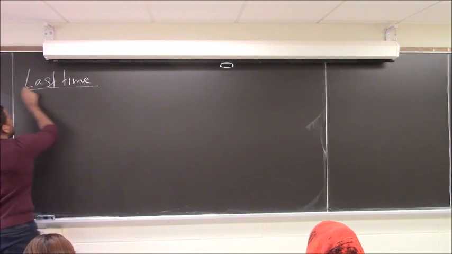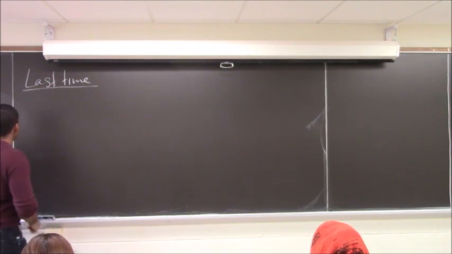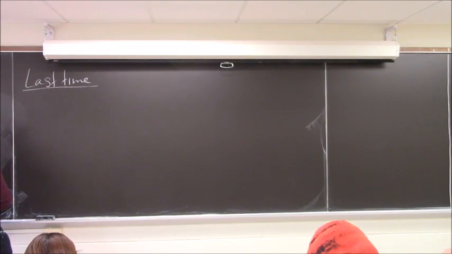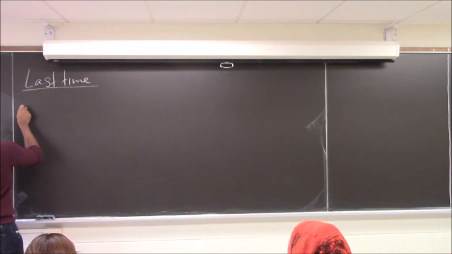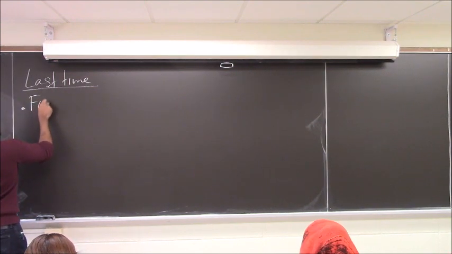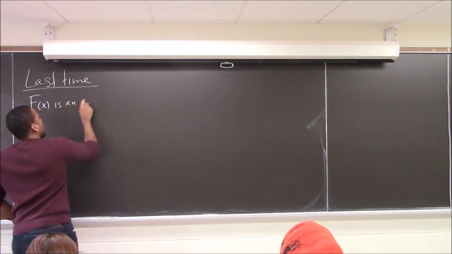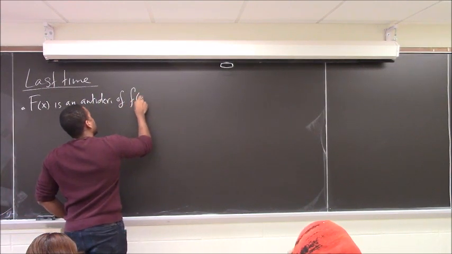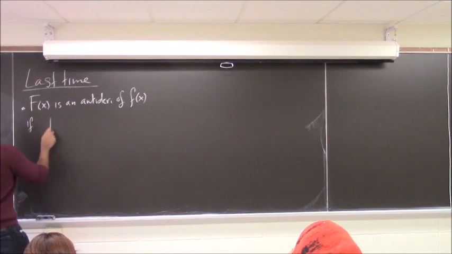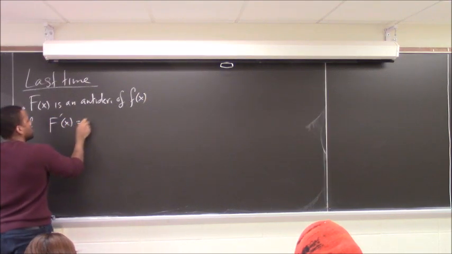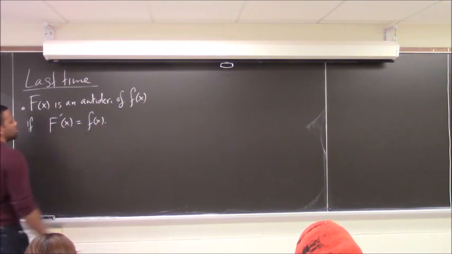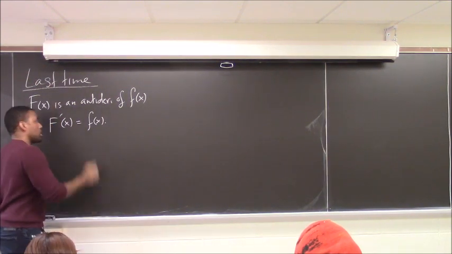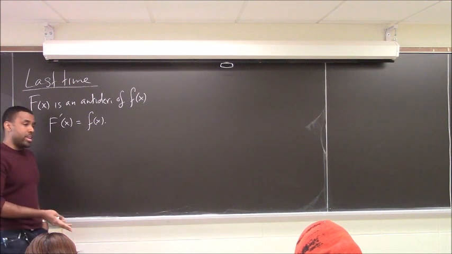Last time, we defined what we called an antiderivative. So we said big F of x is an antiderivative of little f of x. If you take the derivative of big F of x, you get little f of x. We also spoke about the fact that the big F is not a unique function. It is possible for your function to not have any antiderivative.